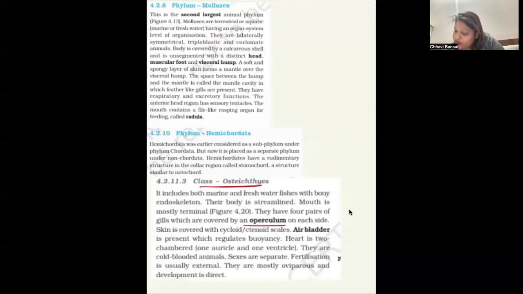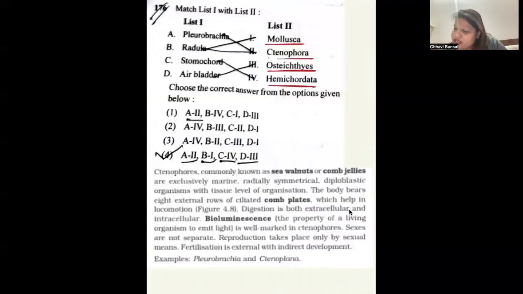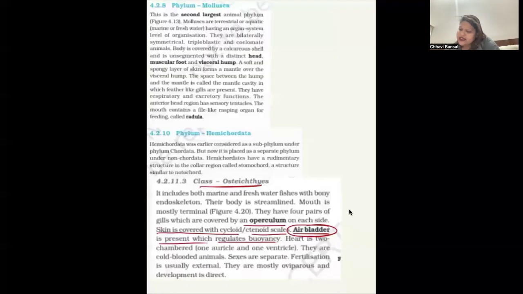They have operculum. The skin is covered with cycloid and ctenoid scales. Air bladder is present, which regulates buoyancy. So air bladder is the characteristic feature of Osteichthyes. Means air bladder, D, option 3. For D, it's 3. If you know this, then option 1 and 4 could be the correct options, right? Next is Hemichordata.